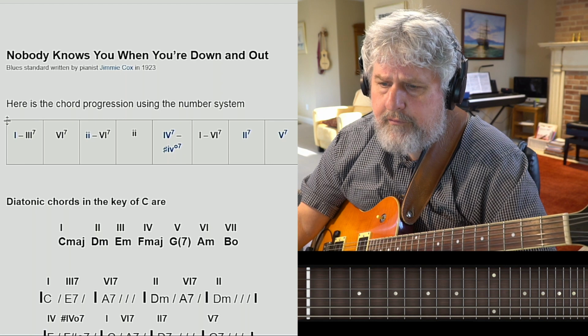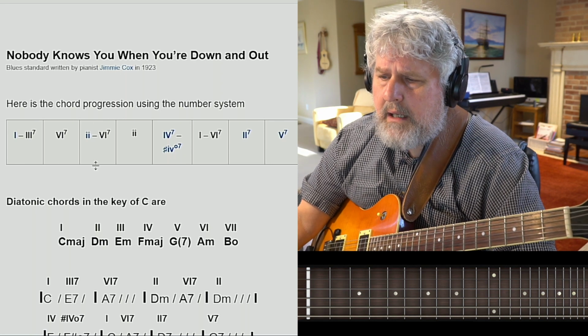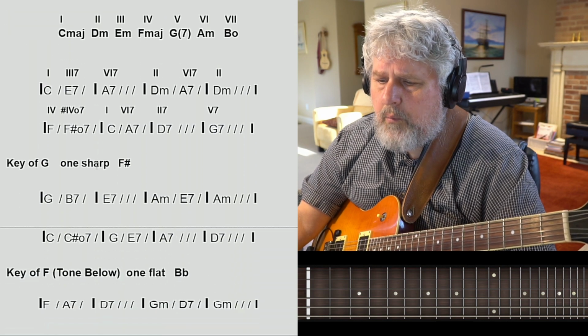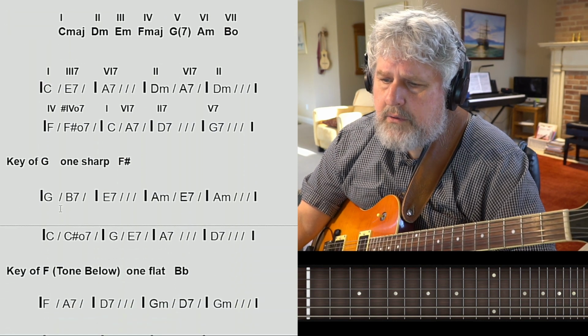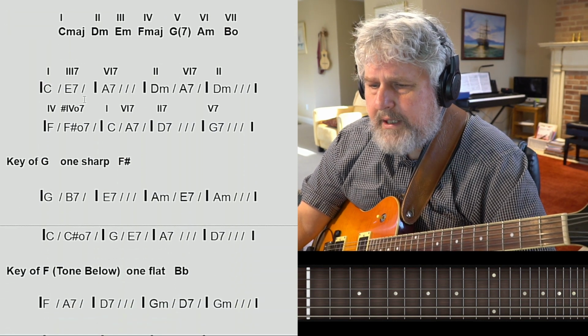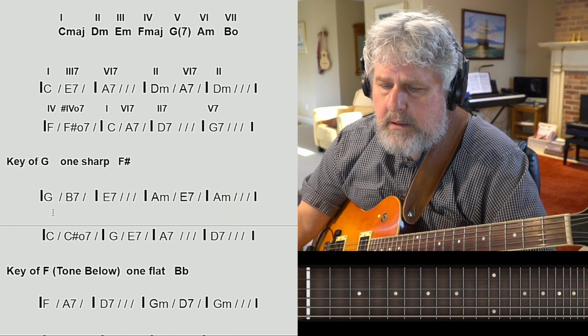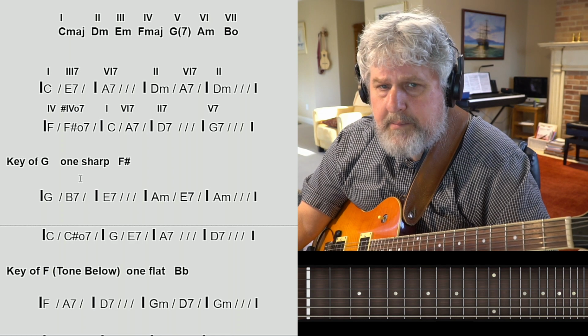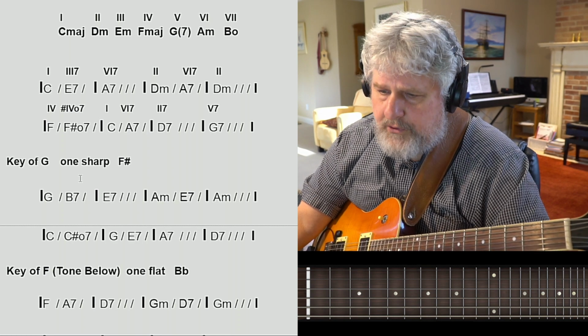Now the question is, why bother learning progressions in number form like this? It's especially useful when you want to change key. So here we have the same tune in the key of G, and we know that the notes in the key of G are G, A, B, C, D, E, F sharp, and G.